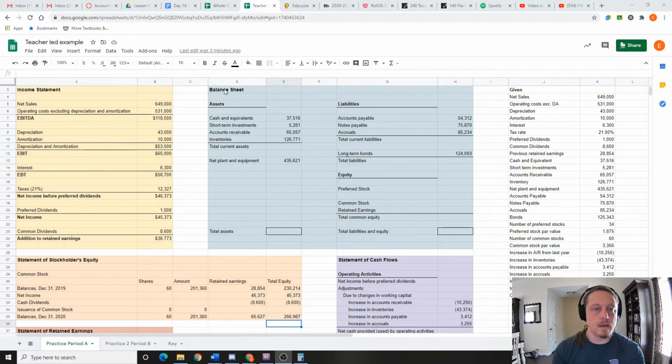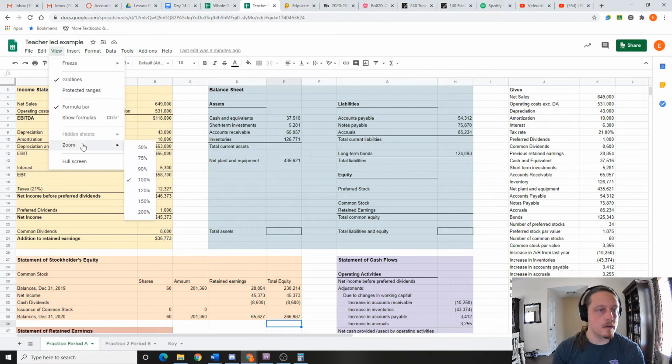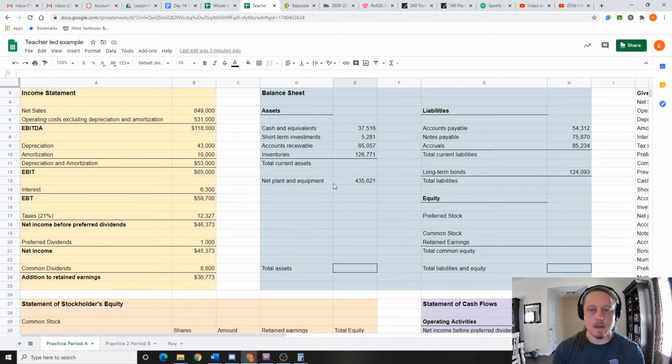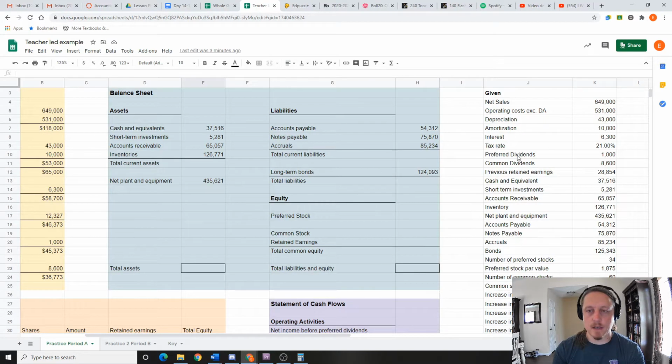Okay, so if you take a look at the balance sheet here, in fact let me zoom in a little bit. If you ever need to zoom in, just go to View, Zoom. Now, you've seen this sheet before because we did this income statement, but now we're going to be filling out this balance sheet. I want to remind you most of this information is coming from the given section over here. Okay, so cash and equivalents came from over here, right there. Short-term investments came from right here. Accounts receivable here. You get the point.